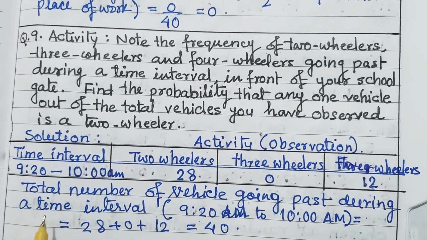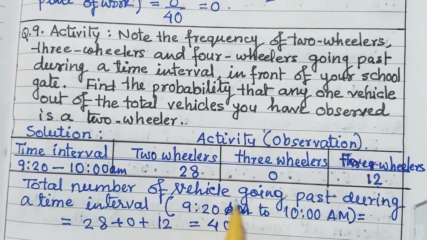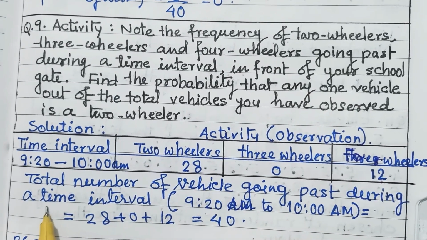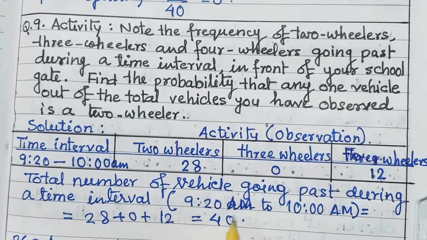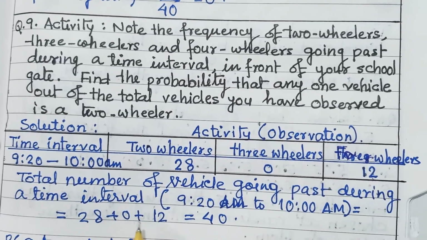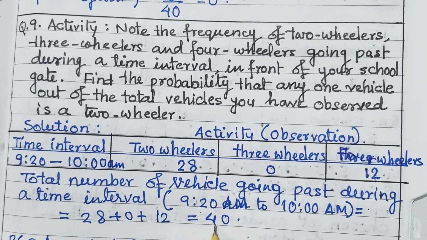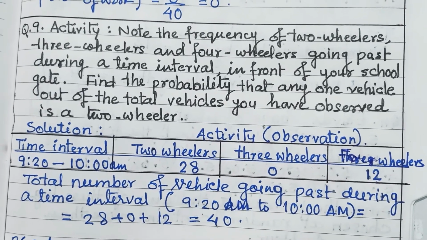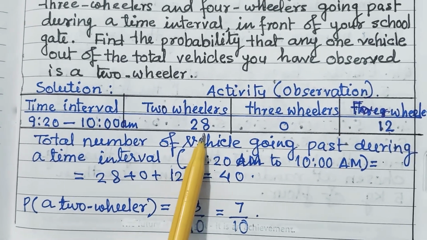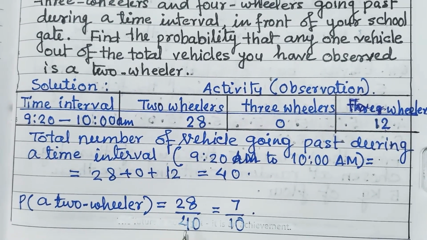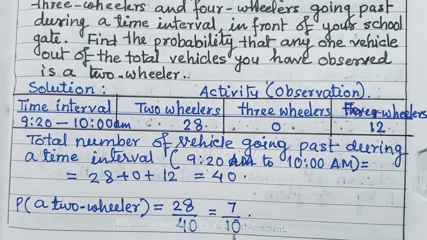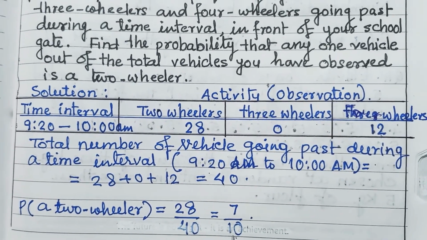Okay. Now the total number of vehicles that passed during the time interval 9:20 to 10 am is 28 plus 0 plus 12, which means 40 vehicles in total. And the probability of a two-wheeler is 28 upon 40, which is 7 upon 10. Okay, 4 sevens are 28 and 4 tens are 40, so 7 upon 10.